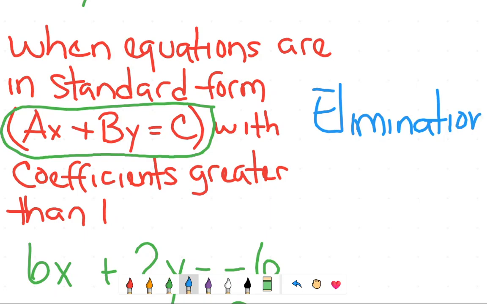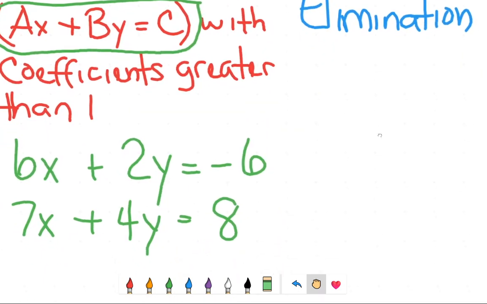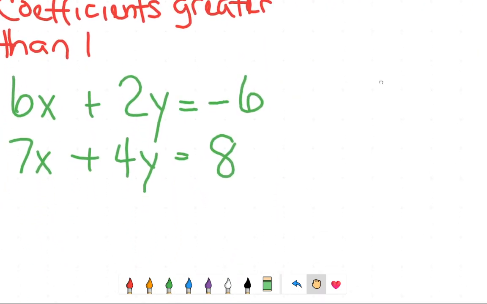And let's look at an example of that. So here we go. We have the equations, the coefficients are greater than 1, and they're both in standard form. So we would use the elimination method here.